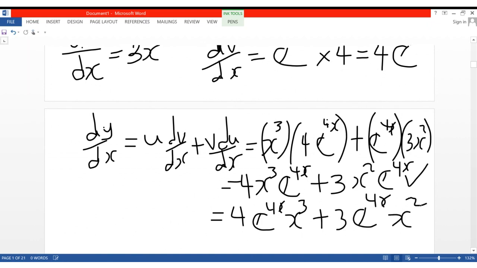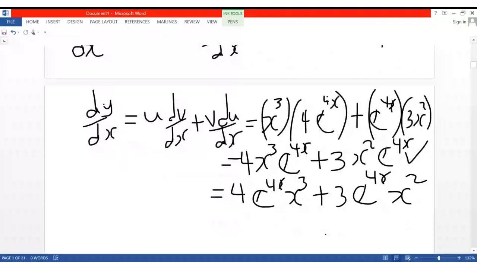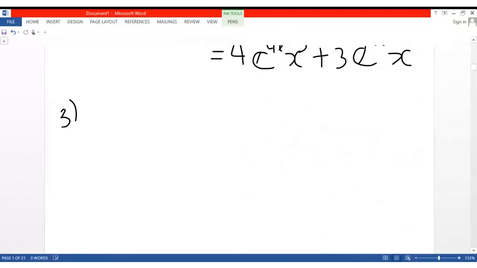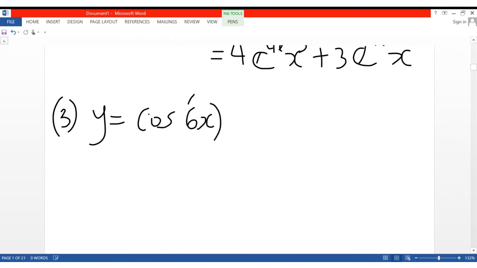And then I don't have a problem. As long as the constant is in front, I think I don't have a problem with that. So I do example number 3. Number 3, y is equal to cos 6x times ln of 4x plus 5. We do this one and see what we shall be able to get.